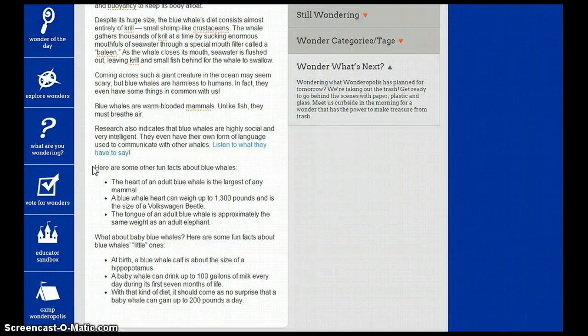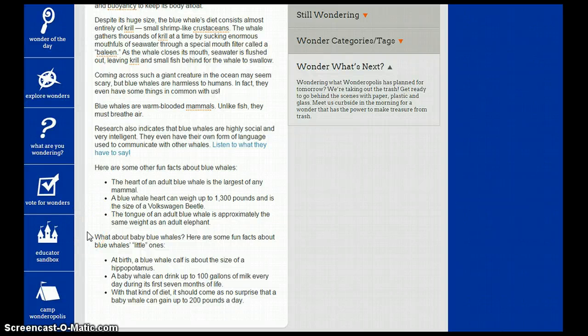Here are some other fun facts about blue whales. The heart of an adult blue whale is the largest of any mammal. The blue whale heart can weigh up to 1,300 pounds and is the size of a Volkswagen Beetle. Wow. The tongue of an adult blue whale is approximately the same weight as an adult elephant.